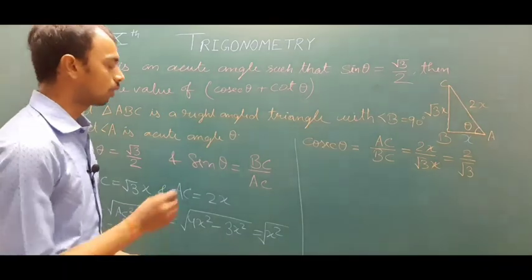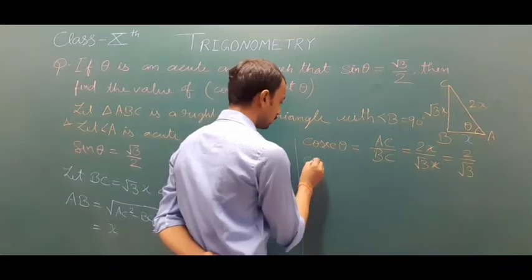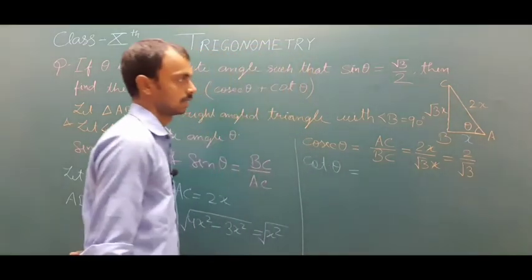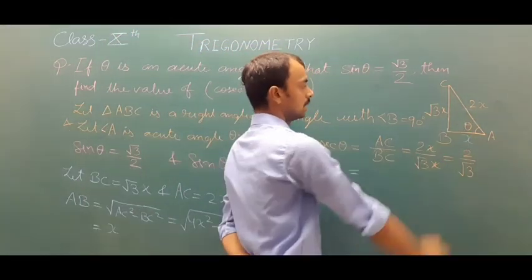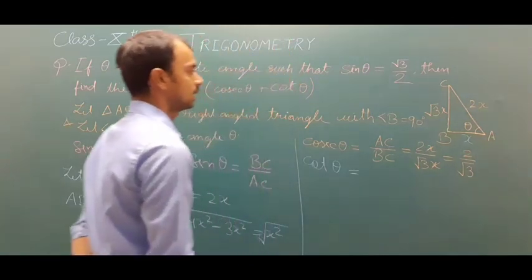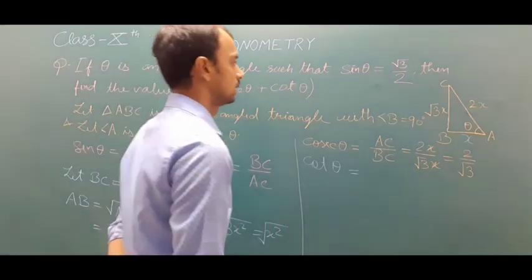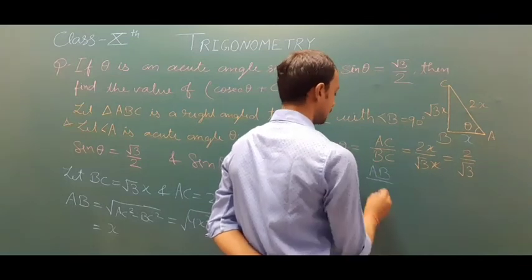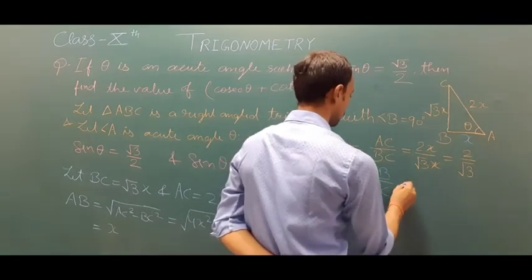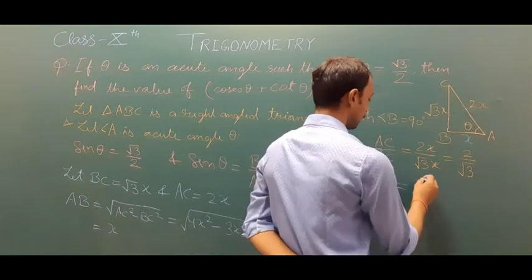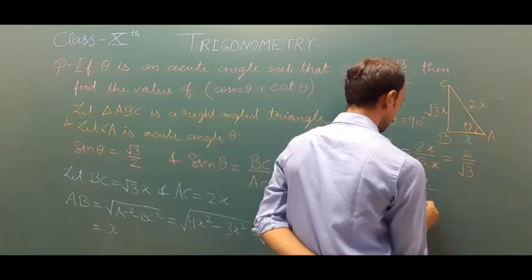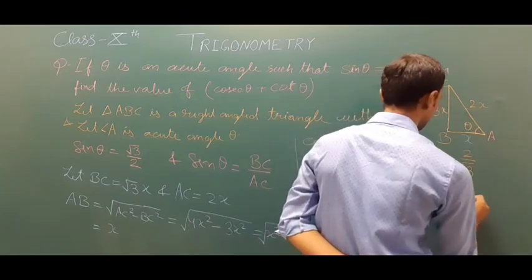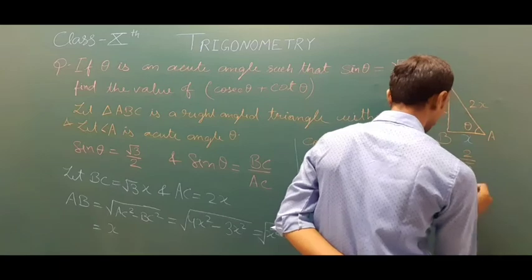Now we have to find cot theta also. So what is cot theta? Theta is here. Cot theta is adjacent side upon opposite side, isn't it? So adjacent side is AB and opposite side is BC. So it will be x upon root 3x. x and x will get cancelled and the answer will be 1 by root 3.